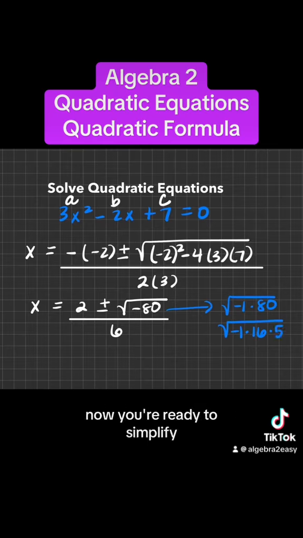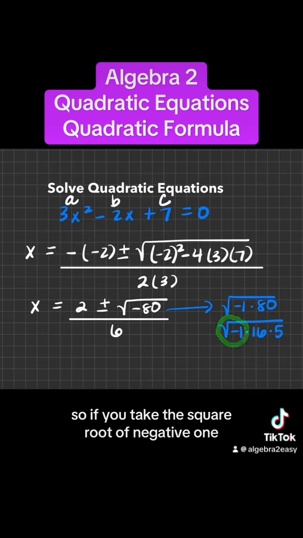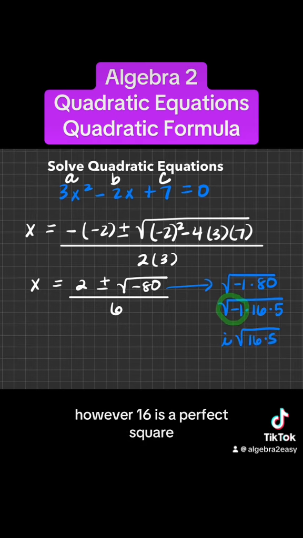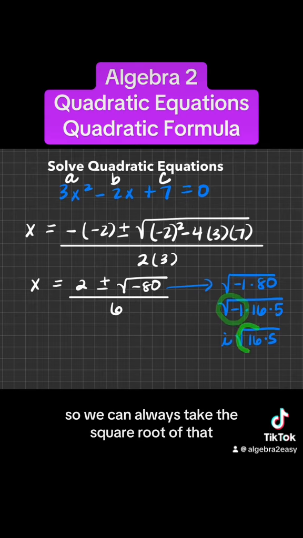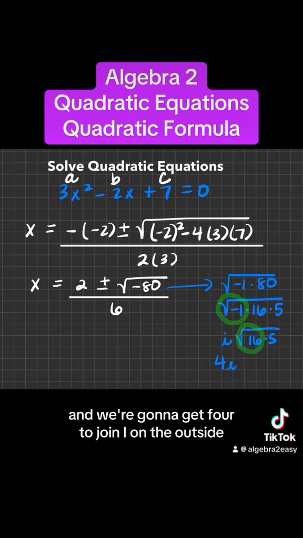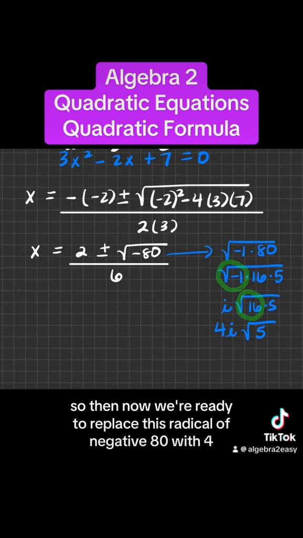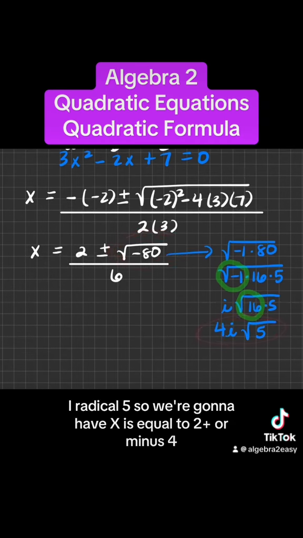So then now you're ready to simplify. And I take it one piece at a time. So if you take the square root of negative 1, you know that i is going to come outside. So then you have 16 times 5 still on the inside. However, 16 is a perfect square, so we can always take the square root of that. And we're going to get 4 to join i on the outside, with 5 still being inside. So then now we're ready to replace this radical of negative 80 with 4i radical 5.